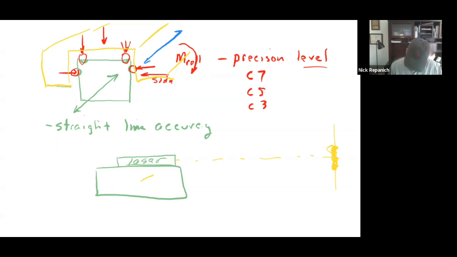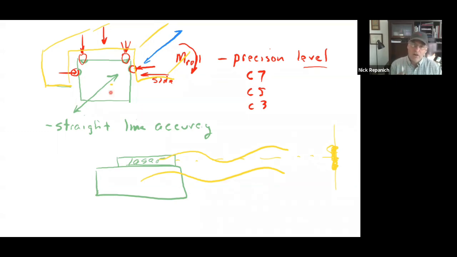As this goes through its travel, you end up with a straight line accuracy. And that's what they give you on these bearings. They don't really tell you an accuracy per se, but they tell you once you install it, what you can expect to have happen between the block and the rail.